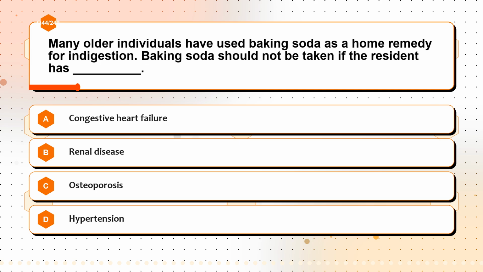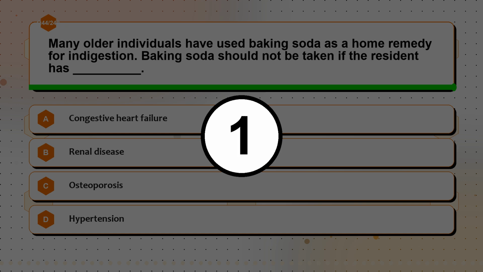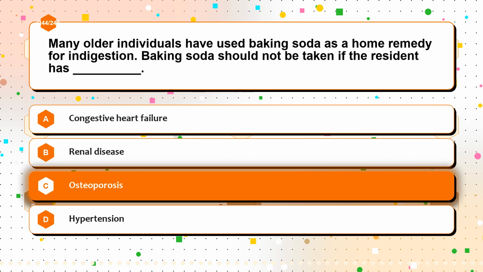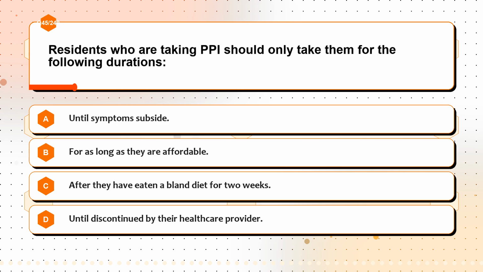Question 44. Many older individuals have used baking soda as a home remedy for indigestion. Baking soda should not be taken if the resident has blank. Here are the options. Option A. Congestive heart failure. Option B. Renal disease. Option C. Osteoporosis. Option D. Hypertension. The correct answer is option C. Osteoporosis.